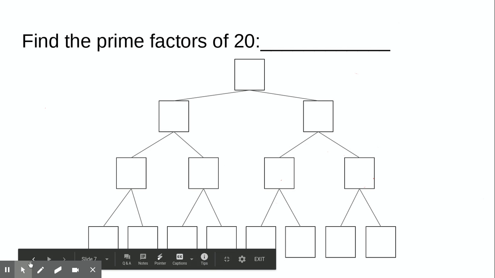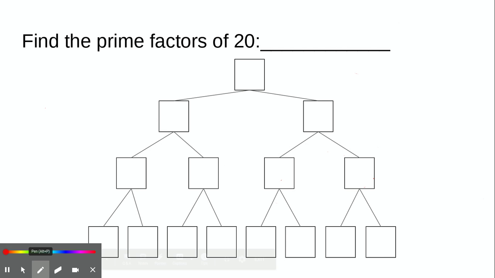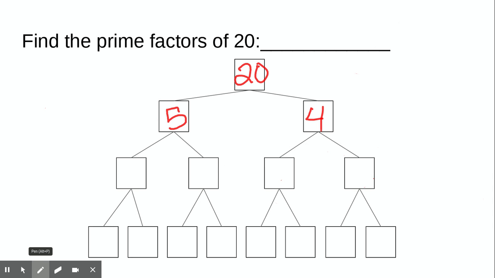We are going to find the prime factors of 20. What are two numbers we can multiply together, or two factors of 20? 5 times 4 is equal to 20. Now we have to ask ourselves, is 5 a prime number? Yes, it is, so we can circle 5. Is 4 a prime number? No, it's not, so we can still factor 4 out.